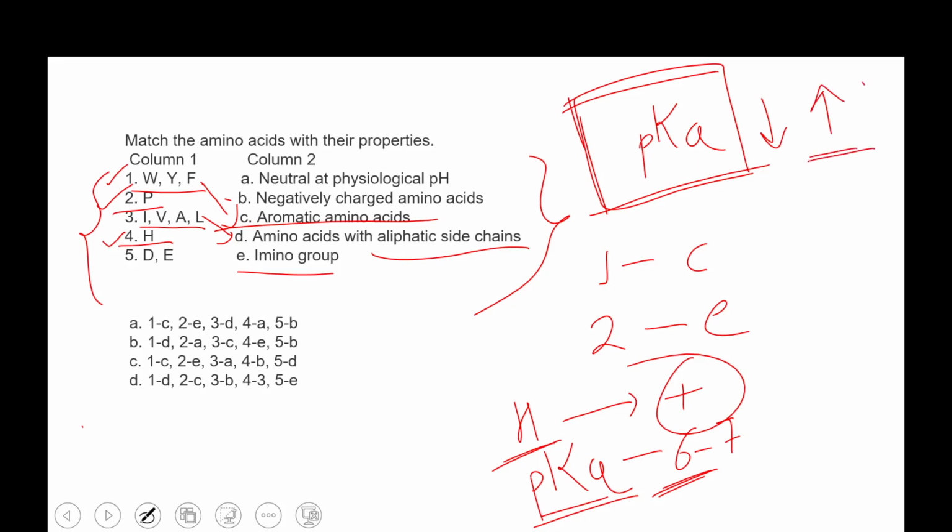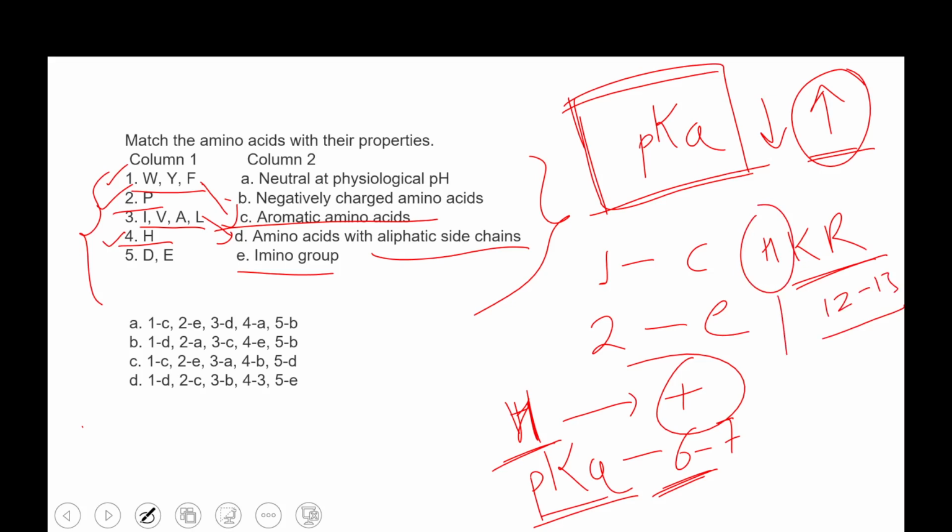But there comes the exception, which is histidine, a basic and positively charged amino acid. Lysine and arginine have pK values very high, in the range of 12 to 13. But histidine has a pK value near 6 or 7. Because of such a low pK value, when this amino acid is present at physiological pH, it functions as a neutral amino acid.